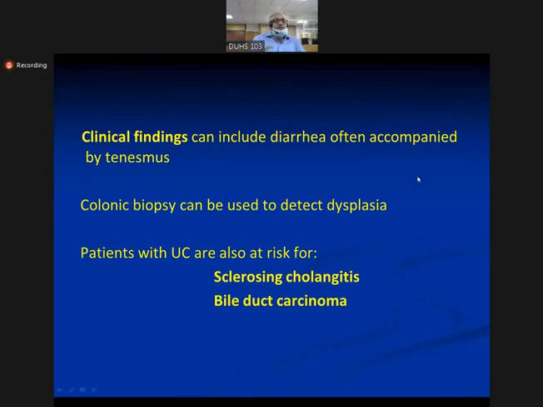Now the clinical findings. All these patients of inflammatory bowel disease may present with diarrhea, low volume diarrhea, and abdominal pain or tenesmus. Now the patients of ulcerative colitis also have associated diseases, because it could be a genetic predisposition or immune related disorder. So we have involvement of not only the colon, but there may be involvement of the biliary tree, sclerosing cholangitis. Because of sclerosing cholangitis, the patient may present with severe jaundice. Then there could be bile duct carcinoma, okay, which is a complication of sclerosing cholangitis.